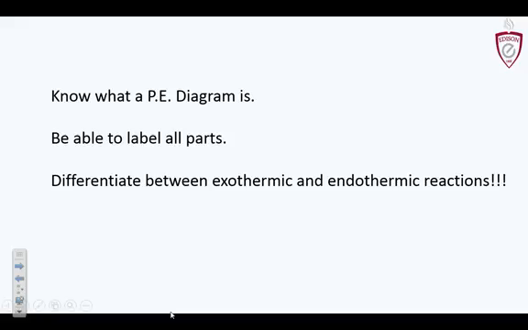And the way that you can do that is exothermics go downhill, and endothermics go uphill. They take energy in. That's it. That's all there is to it.